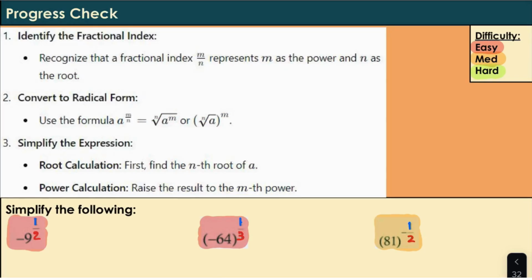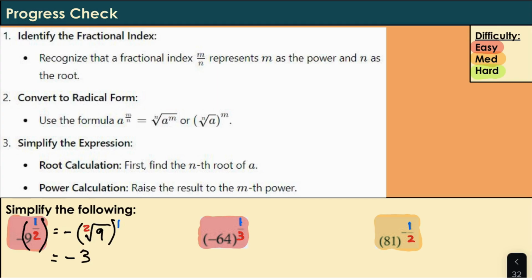Progress check. Have a go yourselves, then check your answers with mine. In our first question, we can see we have negative 9 to the power of a half. Now the half is applied to the 9, so the negative stays outside, and we deal with the square root of 9 inside the bracket. The negative stays outside, the square root of 9 is 3, so our final solution is negative 3.